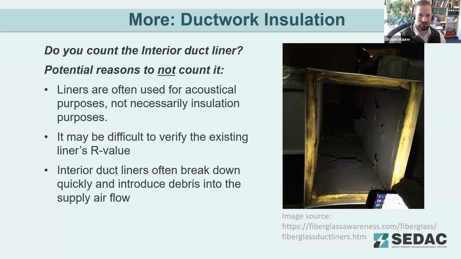It may also be difficult to verify for the existing ducts what that liner R value is. And then those interior duct liners also often break down over time and introduce debris into the supply airflow. So now you've got an air quality issue. And also it degrades that R value over time for the existing ducts. So if you do have an interior liner, you may want to go ahead and play on the safe side and do the full insulation on the outside of the ductwork.